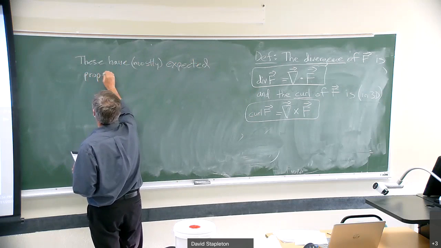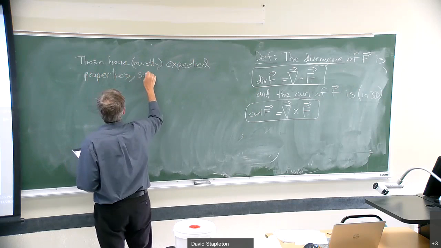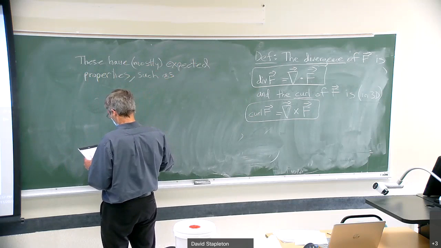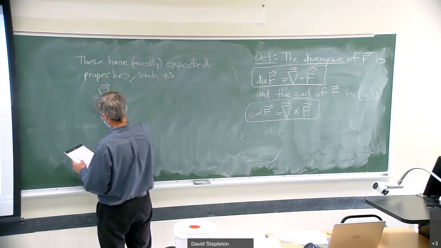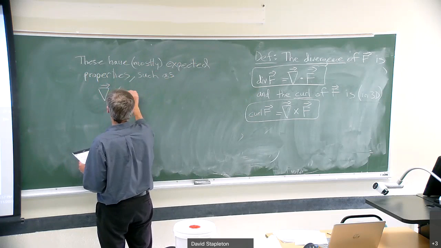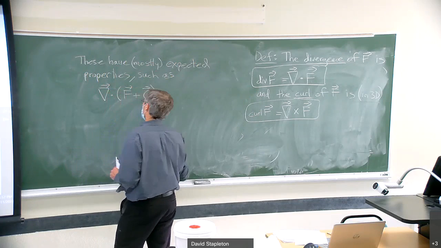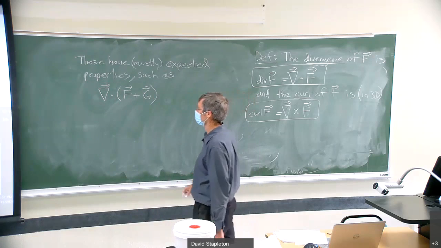Some of them are a little tricky, but not many. Such as, suppose I wanted to take the divergence of the sum of two vector fields. What should that come out to be? You can probably guess what it is right off.